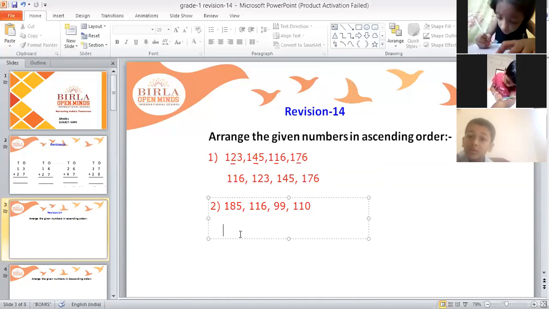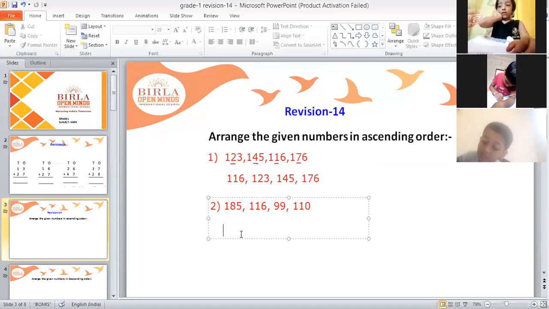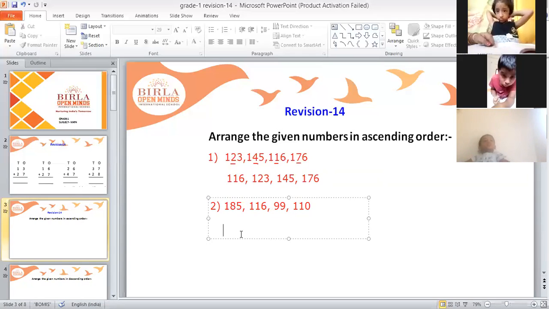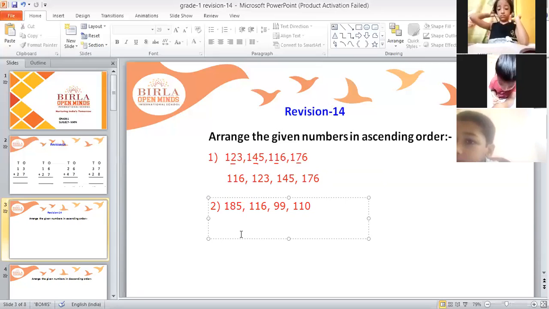Now among these four numbers you have to see which is the smallest number. Children, always remember that a two-digit number is always smaller than a three-digit number, and in ascending order, we always arrange numbers from small to big. From small to big.